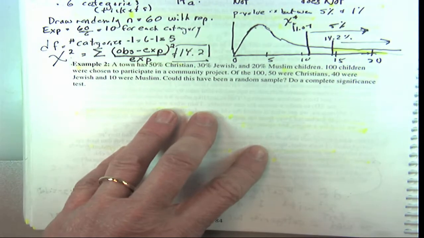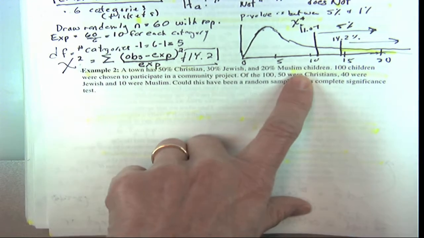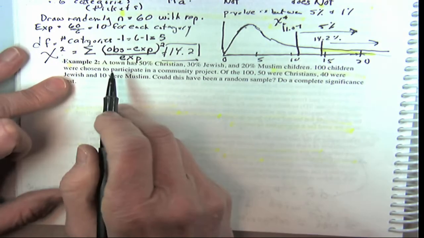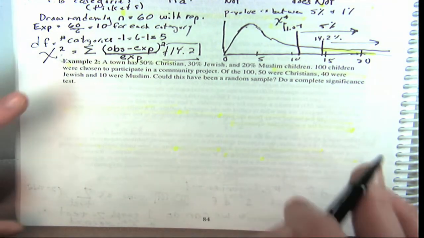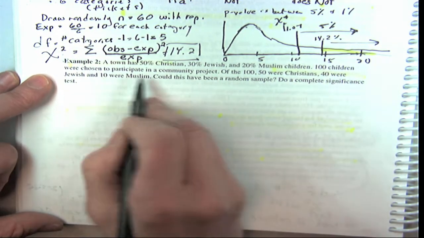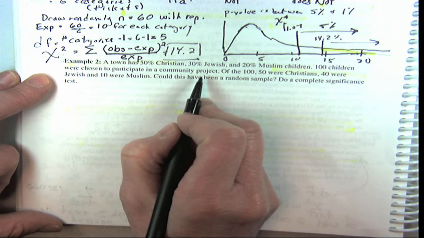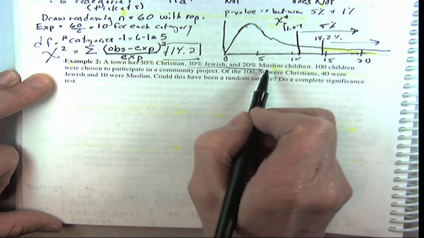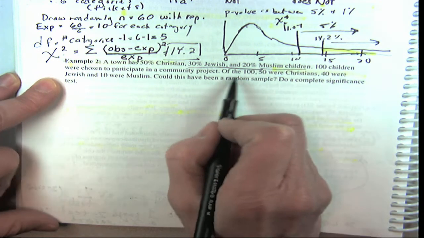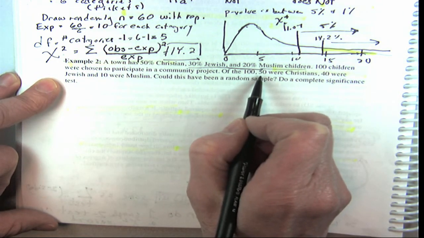This is really exactly the same thing. I don't even know why I'm going to do this example. The only reason would be because there are different percents. So let's just go through this one quickly. So what does it say? A small town has 50% Christian, 30% Jewish, 20% Muslim children. 100 children were chosen to participate in a community project. So this is what we'd expect because that's what the town has. And then of the 100, we observed these numbers.